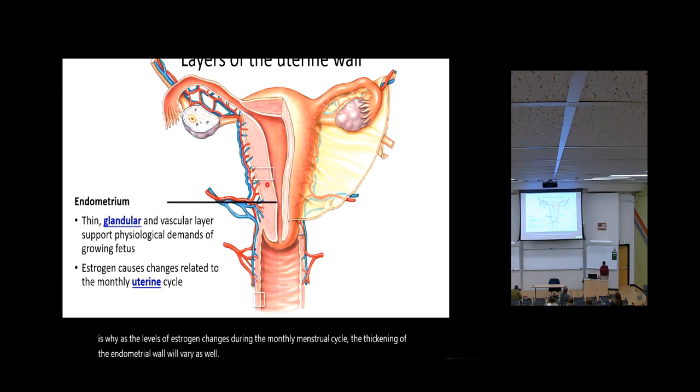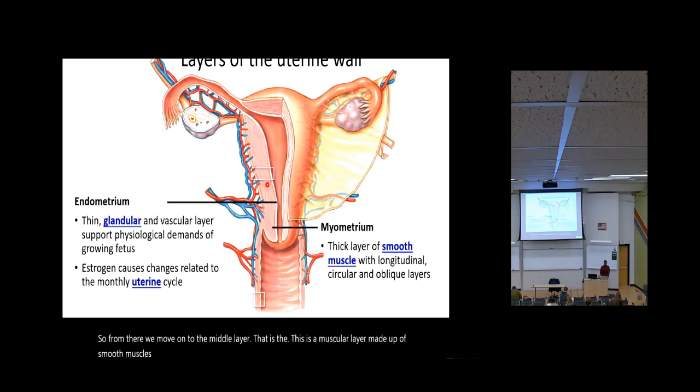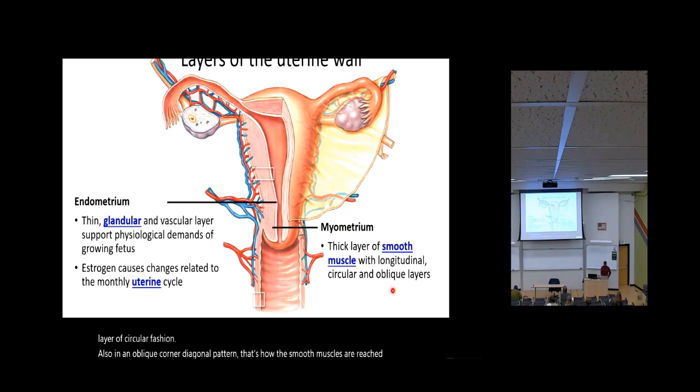So from there we move on to the middle layer, that is the myometrium. This is a muscular layer made up of smooth muscles, and notice that the smooth muscles are going to be arranged in different layers. So there will be a layer in which they are arranged in a longitudinal fashion, another layer where they are arranged in a circular fashion, or also in an oblique or diagonal pattern. That's how the smooth muscles are arranged. And this type of arrangement means that pressure can be applied from all sides as the uterus contracts and relaxes.